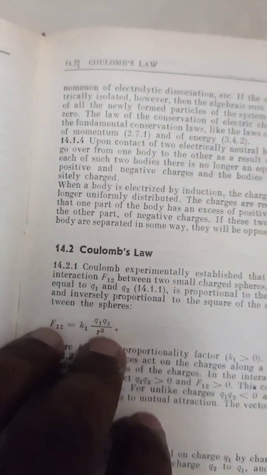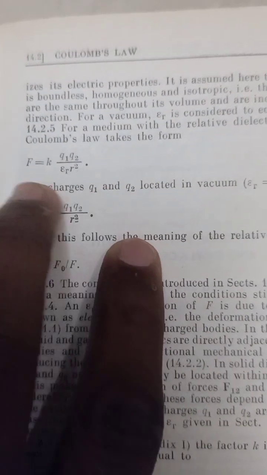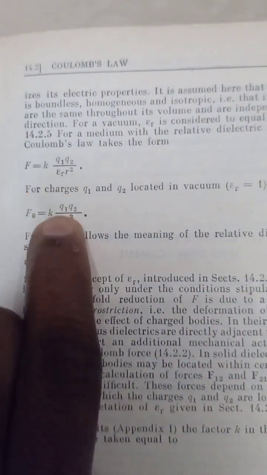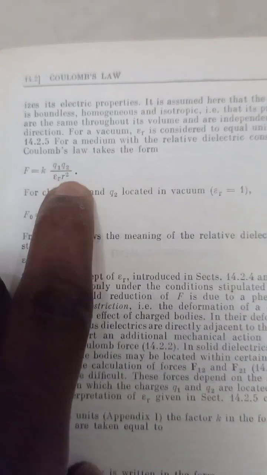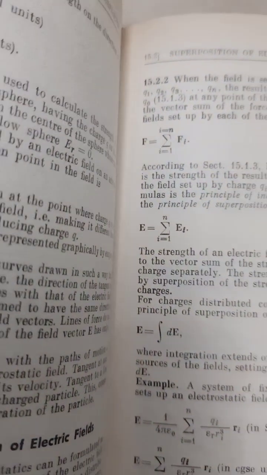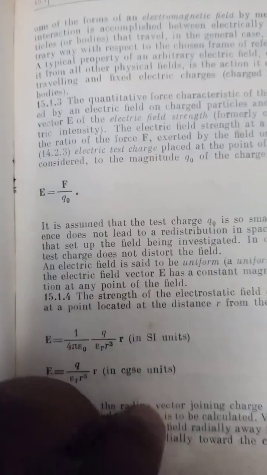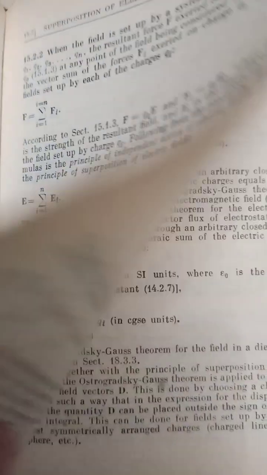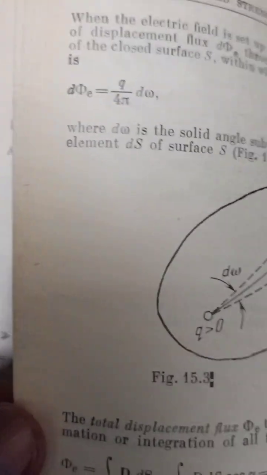Now you can see that Coulomb's law is there, and as we go on turning the pages, you find the definition of Coulomb's law given in the dielectric material, where F is equal to a constant times Q1 into Q2 divided by dielectric constant into R square. Then it goes further and talks about the superposition principle. It discusses the electric field, that is the definition of electric field, force per unit charge. And then it talks about the superposition of the electric field as well as force, and Gauss theorem.